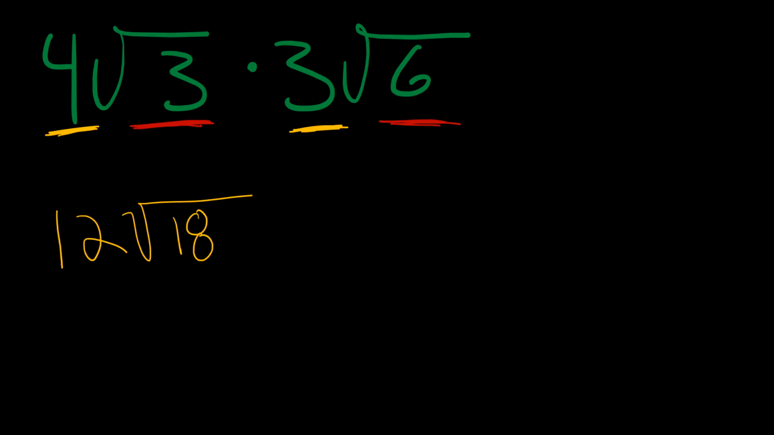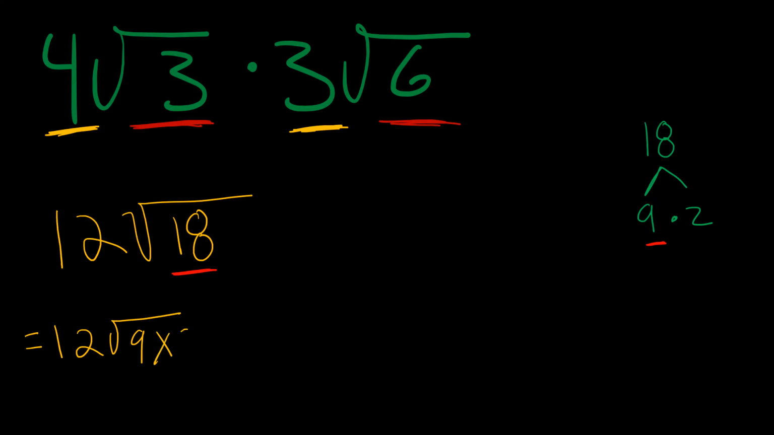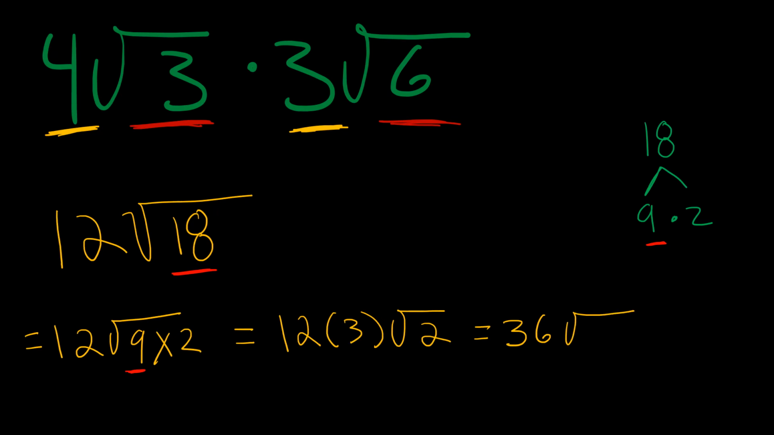Are we done here yet? Can we break 18 down? Yes, we can. If we have 18, we can break that down into 9 times 2. And if you notice, 9 is a perfect square. All right, so let's rewrite this as 12 root 9 times 2. And like we said, 9 is a perfect square. So this can then be rewritten as 12 times 3 root 2, which is going to be equal to 36 root 2.